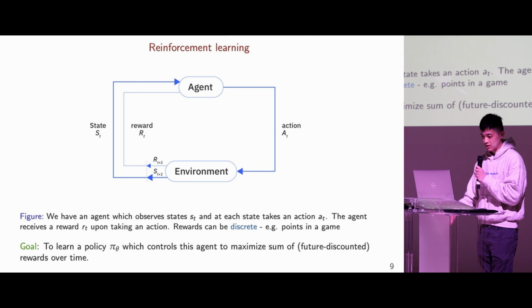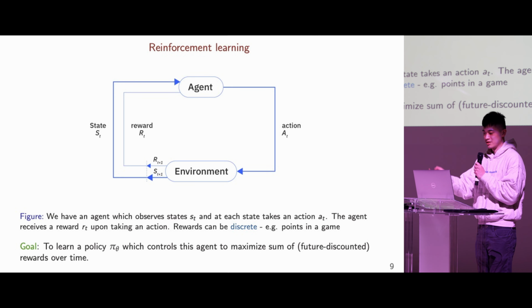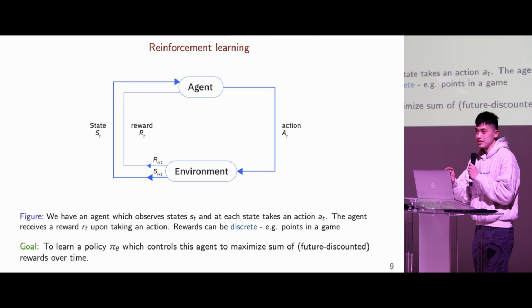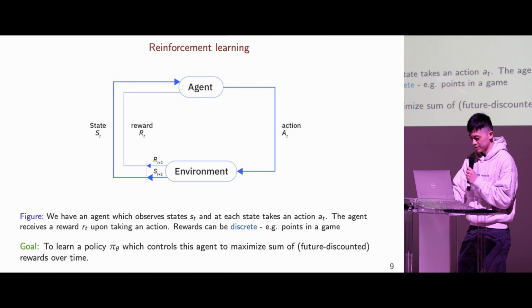So now we move to RL. We have this agent. It's in a state, and it can observe the state and take an action, and then the state updates and the agent also receives a reward. Our goal is to learn a policy that controls the agent to maximize the sum of future discounted rewards over time.